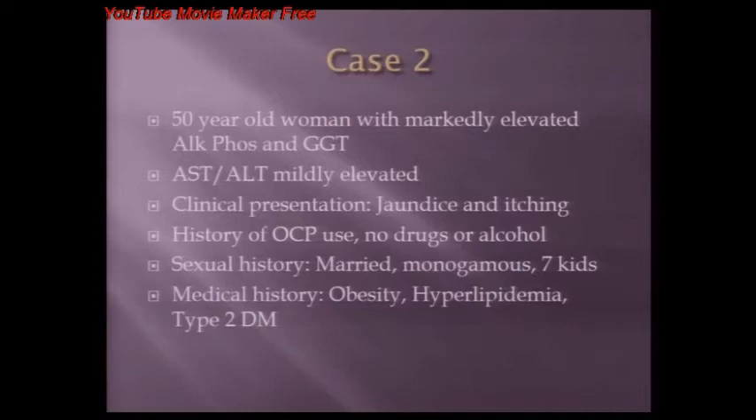Okay, this is a 50-year-old woman. She had an alk-phos and GGT elevation, and her AST and ALT were only mildly elevated. Okay, so what pattern is that? Yeah, cholestatic pattern. Good. Which fits with her presentation of jaundice and itching. She was using contraceptives, but otherwise no drugs or alcohol. Looked like she didn't have a real risky ancillary history. She was obese, so she did have features of the metabolic syndrome. So that's something to consider too.